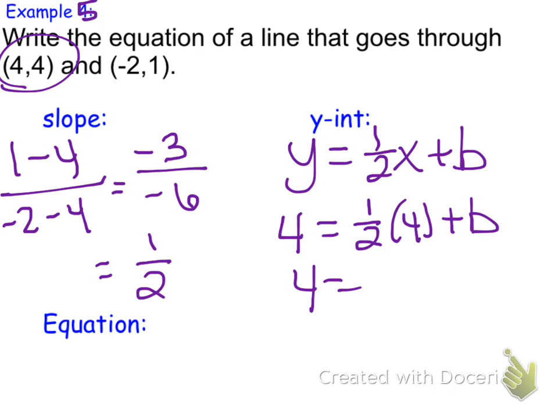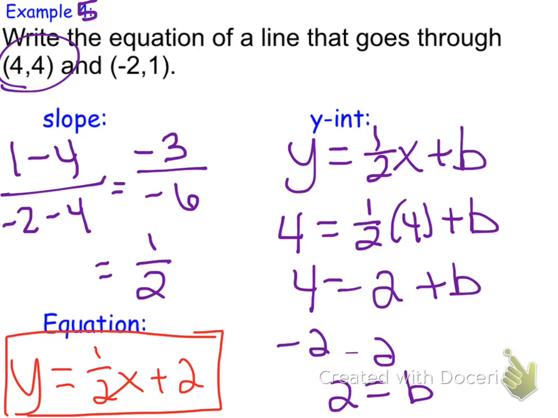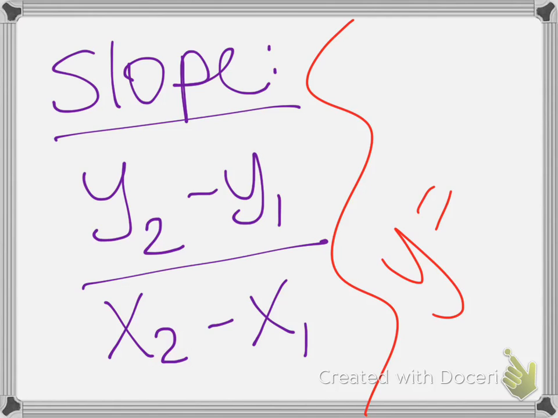1/2 times 4 is 2. Take away 2 from both sides, and b is 2. So the final equation is y equals 1/2 x plus 2. And hopefully you got those ones right. So the important things to remember for today are obviously this equation for slope, and also that we're using y equals mx plus b.